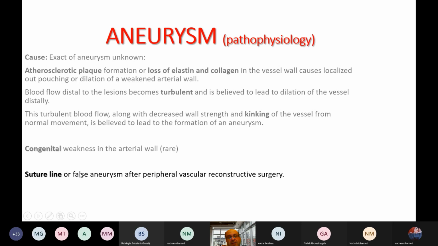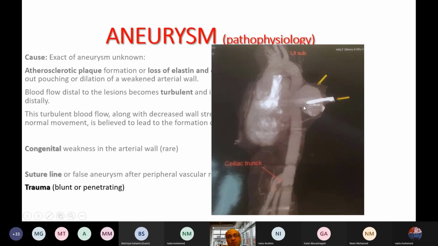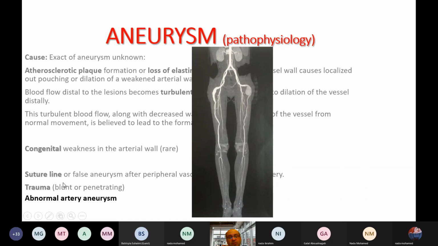Suture line aneurysm: you can do a bypass, for example, for the patient, or insertion of a graft, and at the site of suture you may have aneurysmal dilatation. It could be trauma, as in this patient, and we may have what is called an aberrant artery aneurysm. It is not needed by the undergraduate student to know this, but it is a nice part to know, just to have an idea about it and then forget about it.